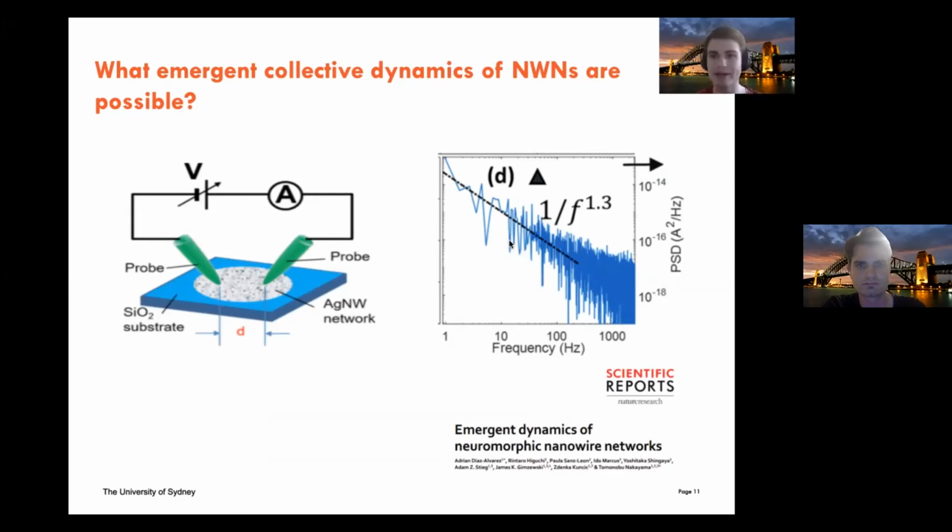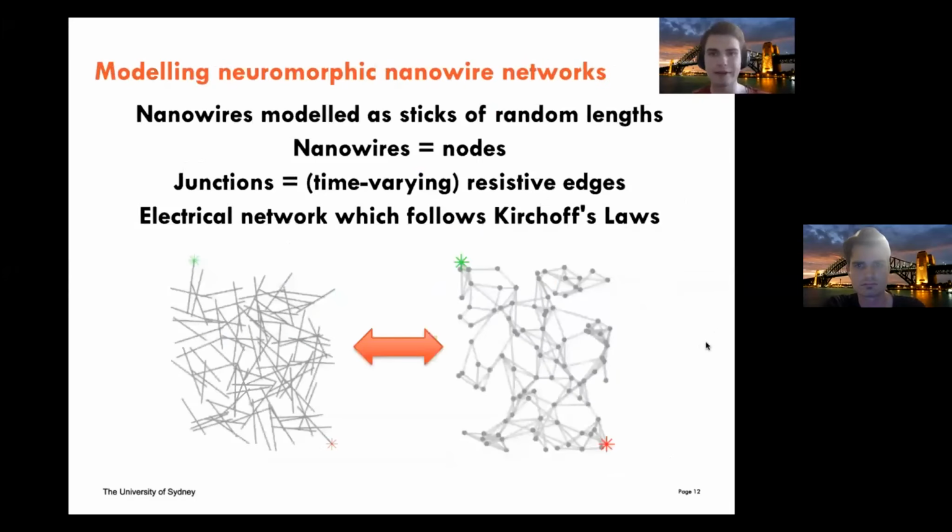And a power law power spectrum suggests that the network might be at criticality, but it is very much not conclusive, as lots of different ways can produce a 1/f power spectrum. So I've investigated this further, but first we need to develop a model.